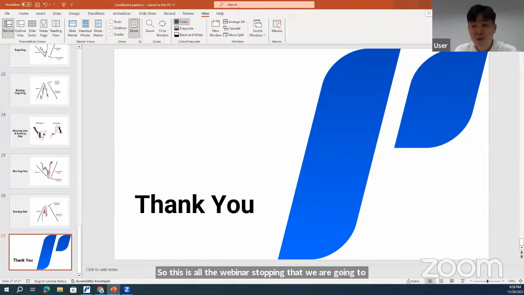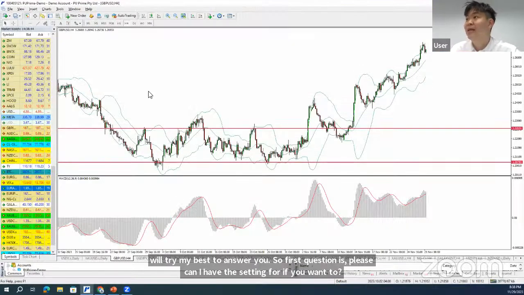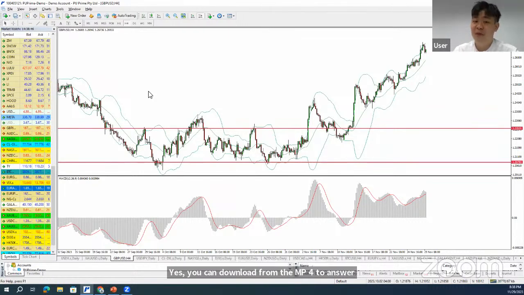I'm going to open for Q&A sessions. I noticed a lot of people are asking certain questions, and you guys can also ask me more questions if you want. I will try my best to answer you. So first question: please, can I have the setting for Fibonacci retracement? Yes, you can download from MT4 from Q Prime.